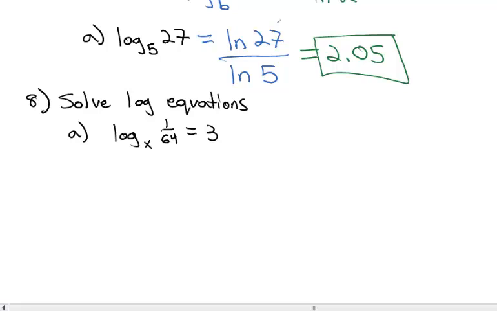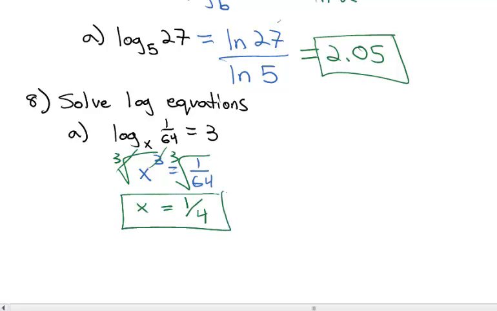So in this case, we don't really know what the base is going to be, so we switch to the other form where we change it to an exponent problem. X to the third power equals 1 over 64. Well, the opposite of a third power is a third root. So that leaves us with x equals, the third root of 1 is 1, the third root of 64 is 4, so the base must be 1/4.